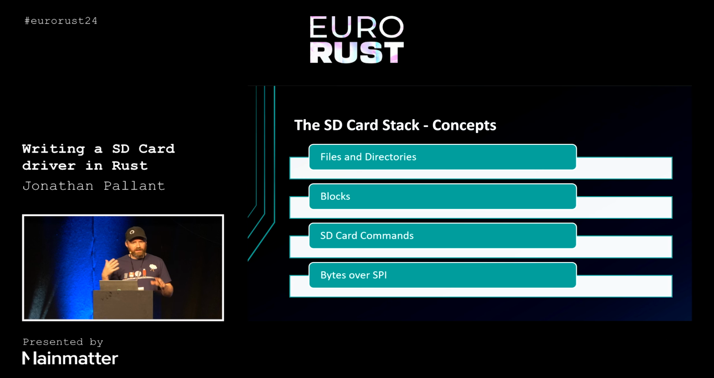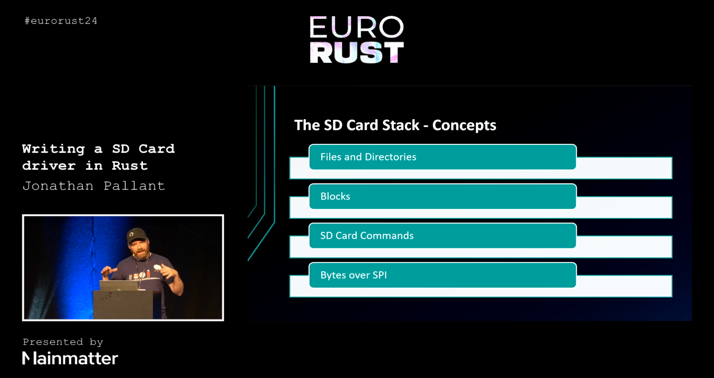So for SD cards, these are the kind of concepts we need to think about, and this is how they are layered. So at the top level, we need to think about files and directories. This is what the user is interested in. I want to look in a directory and see what files I have, and then I want to open those files and look at their contents.